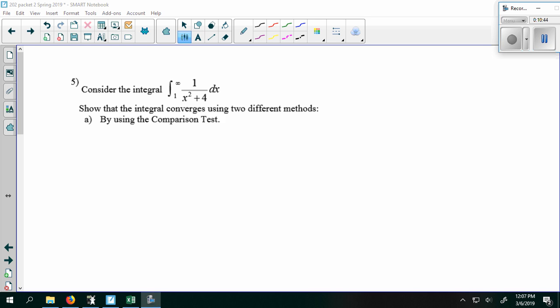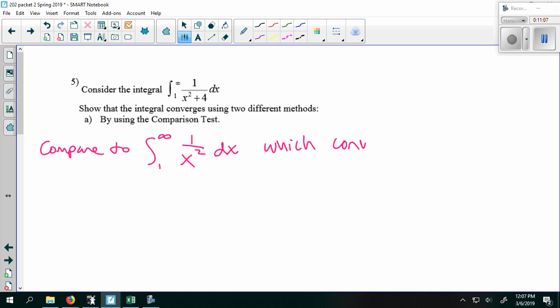Okay, this one we're going to do two ways. First, we're going to use the comparison test on the integral from 1 to infinity of 1 over x squared plus 4 dx. So I'm going to compare to 1 over x squared, the integral from 1 to infinity of 1 over x squared dx, which converges.